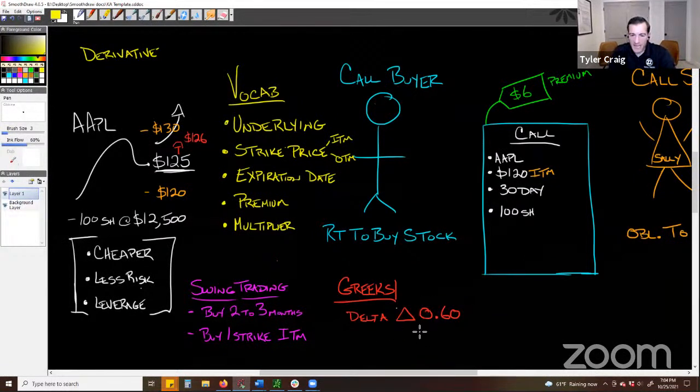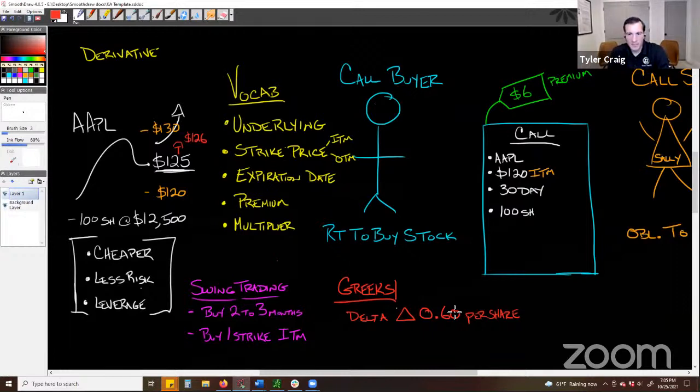And so when we say that this call option is going to go up 60 cents, or that the delta is 0.6, that is per share. So the whole contract will actually go up $60. That's interesting. So if the stock goes up $1, the option contract will go up $60 if it has a delta of 0.6.